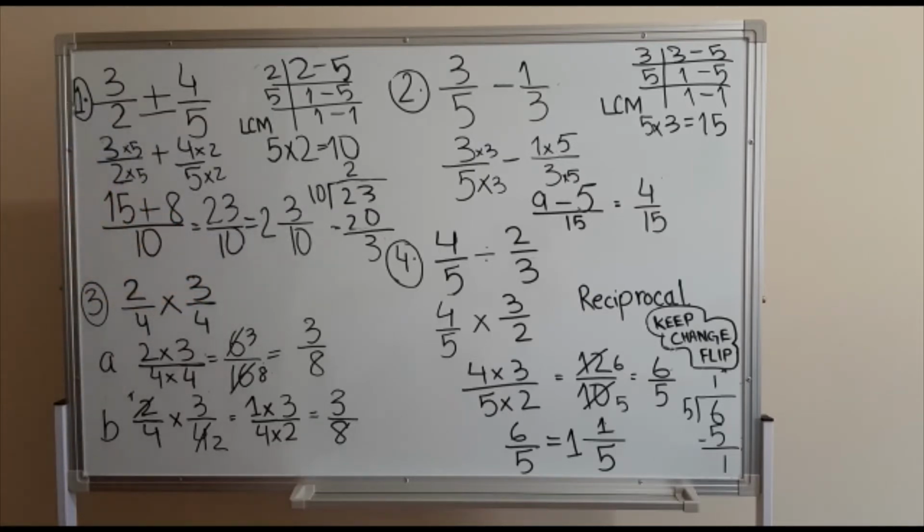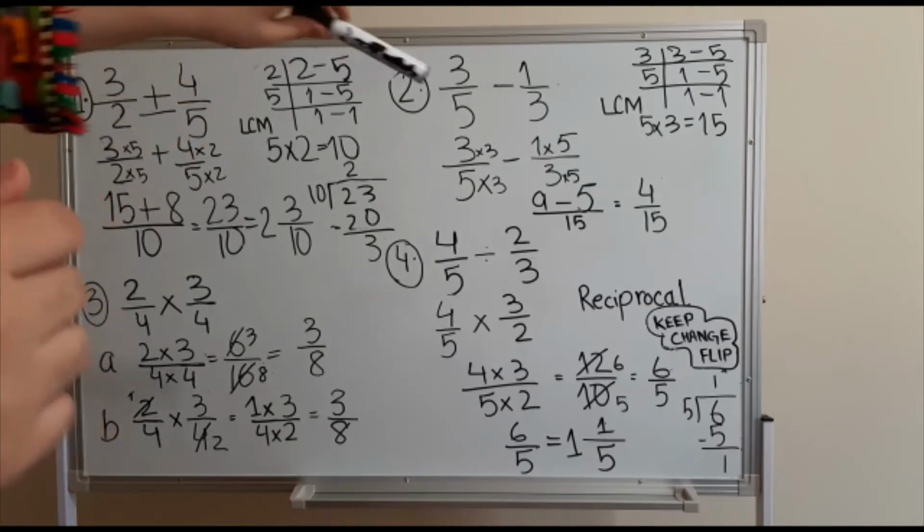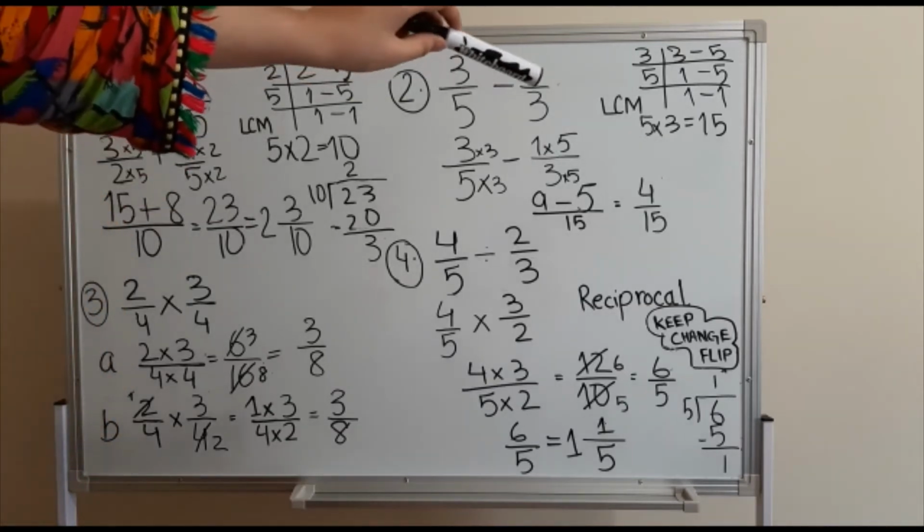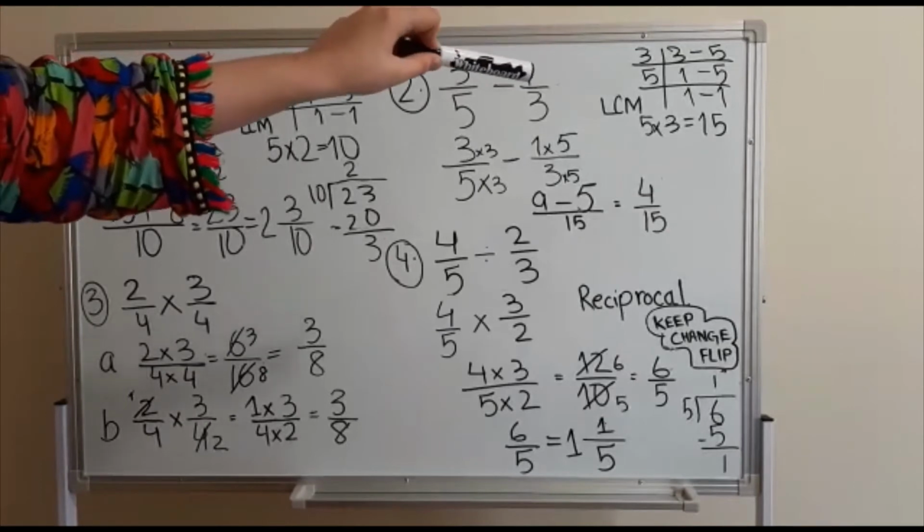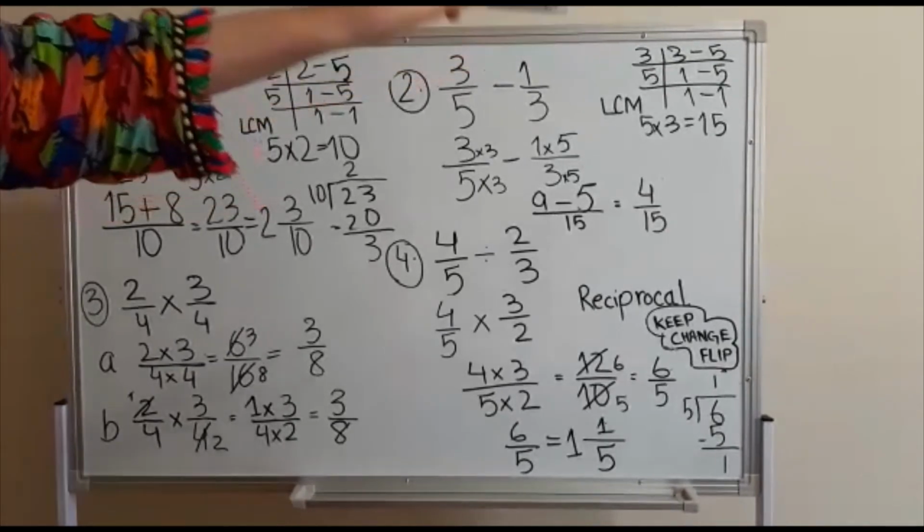Okay, let's look at the second question. It says 3/5 subtract 1/3. We do the same process with addition and subtraction of fractions. We first find the common denominator. The common denominator for these 5 and 3 is 15. As you can see, it says the LCM. So LCM equals 5 times 3, which equals 15.